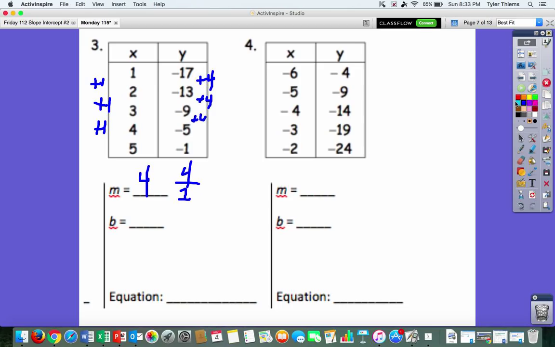Our y-intercept is where x is equal to 0. Now notice we don't have x equal to 0 here, so we need to find it to write the equation. I'll put 0 here, and going back, in this case down, the y is going to equal negative 21. If you look at the pattern, y is equal to negative 21. So that would be our y-intercept, negative 21, and then the equation of the line is y is equal to 4x minus 21.